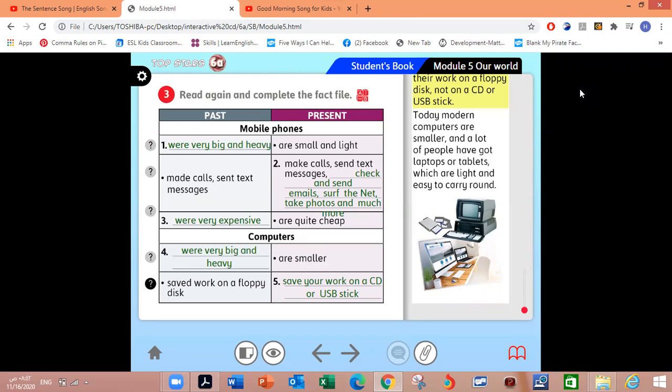Your homework, copy the new vocabulary and write 2 sentences using new vocabulary.